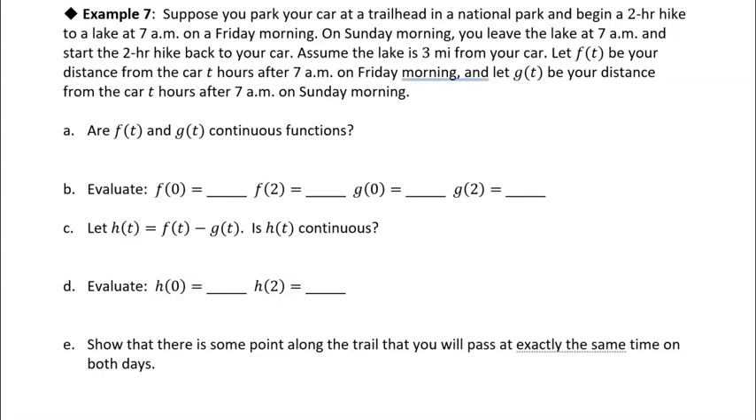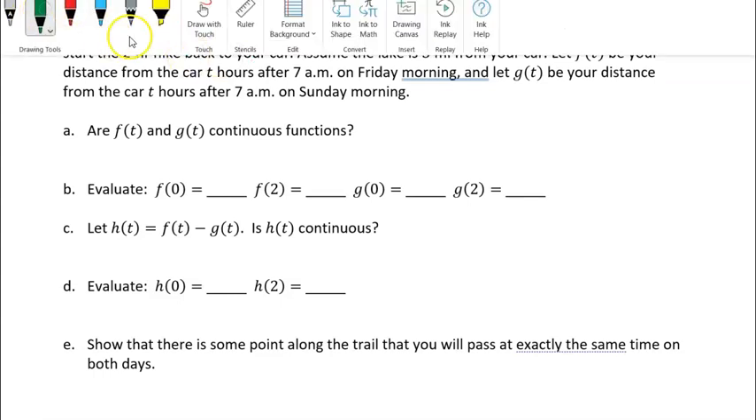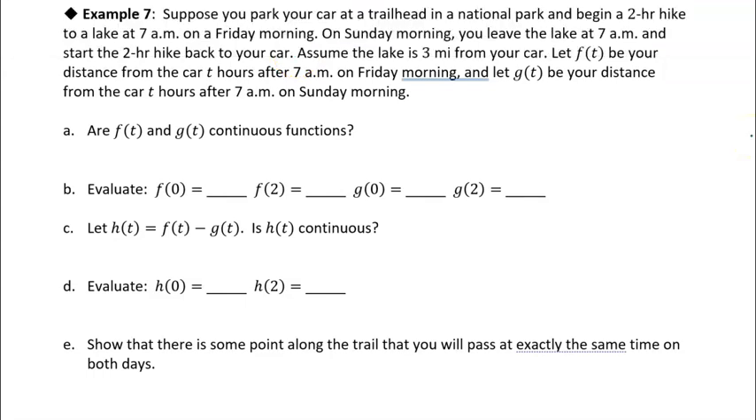So f of t is our Friday morning function, and g of t is our Sunday morning function. The first thing we're asked is, are f and g continuous functions? Now, we have a context. These functions represent your distance from the car, either on Friday or on Sunday, and we're assuming that we can't teleport. We can't suddenly change distance in 0 time. We can't suddenly go from 1 mile from your car to 2 miles from your car in an instant. So yes, these functions are continuous. We can't suddenly change from one position to another in an instant.